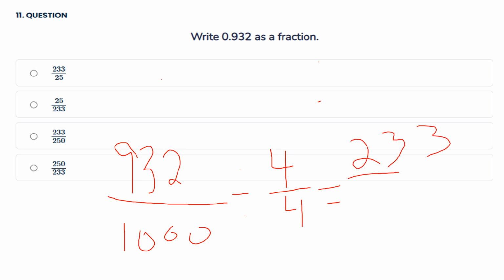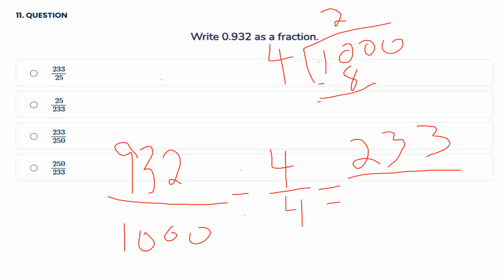So I can stop here. Actually, no, I can't, because we need to take care of the bottom. We're done with the numerator, 233. So I'm going to go ahead and divide 1000 by 4. 4 can't go into 1. So I move to the next number. 4 can go into 10 2 times. And 2 times 4 is 8. And 10 minus 8 is 2.